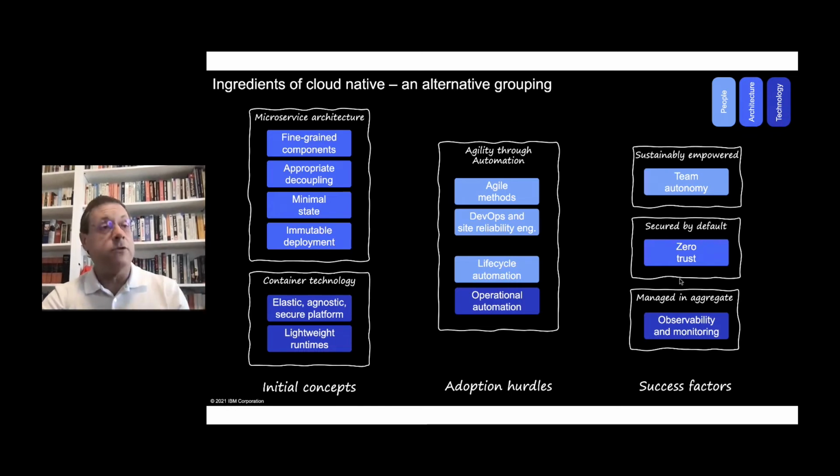And that's then going to allow you to expand out to become more sustainably empowered in your teams, because often that's where you run into issues with process and organization, is really giving teams the autonomy that they need, making sure that you are secured by default, which is, again, a process change because it means changing your organizational structure and changing the responsibilities of people in your team. And then finally, really thinking about things from an aggregate view in terms of management and bringing in the idea of observability as a key aspect of the way that you're going to do your monitoring.